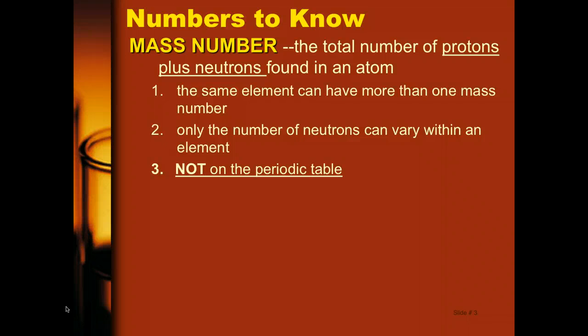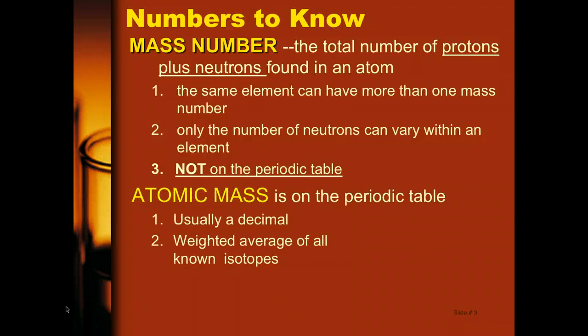Keep in mind, mass number is not on the periodic table. You will not find mass number on the periodic table. Atomic mass, on the other hand, is on the periodic table. It is usually a decimal, and it is the weighted average of all the known isotopes.